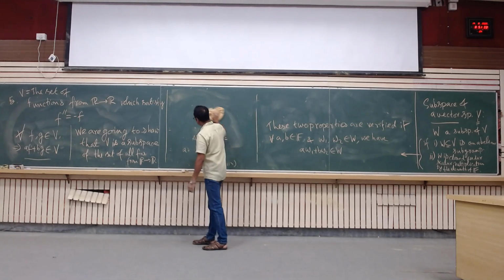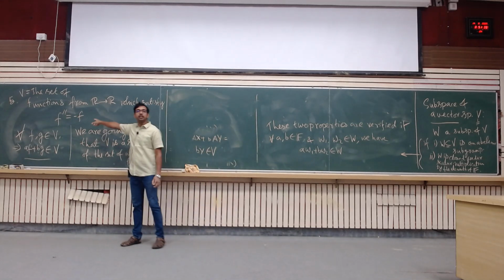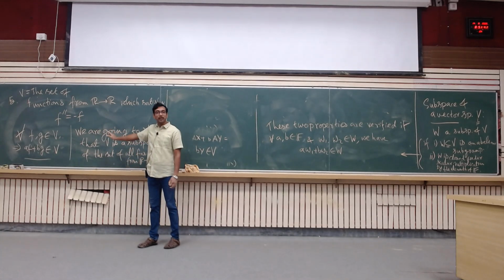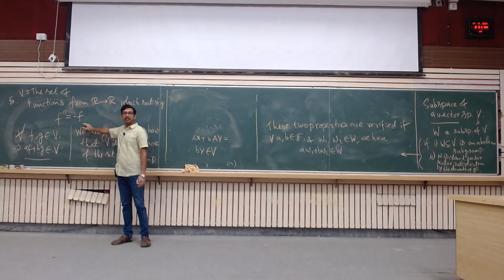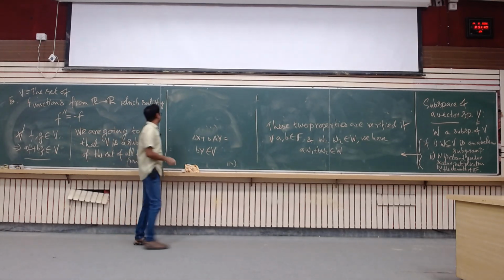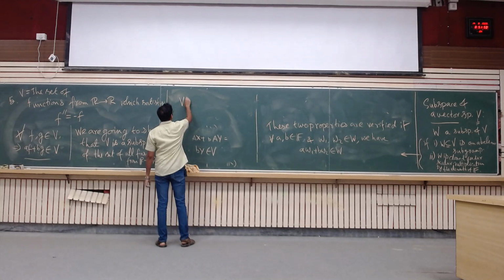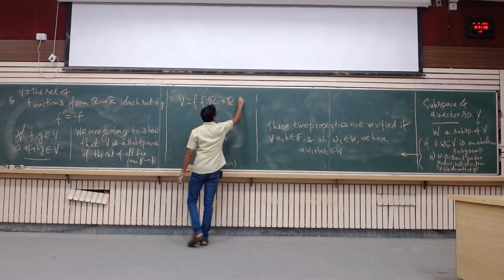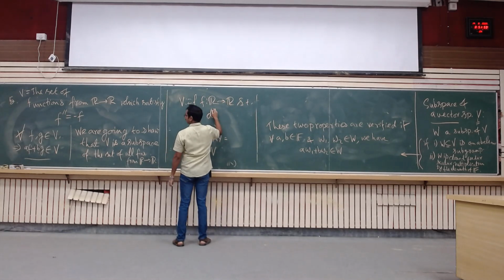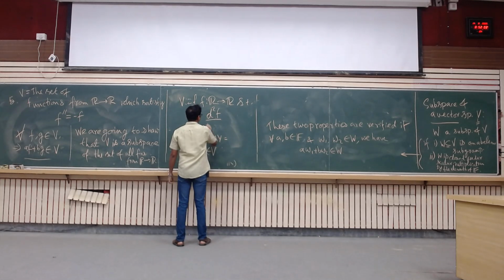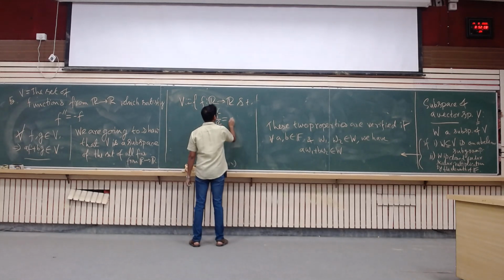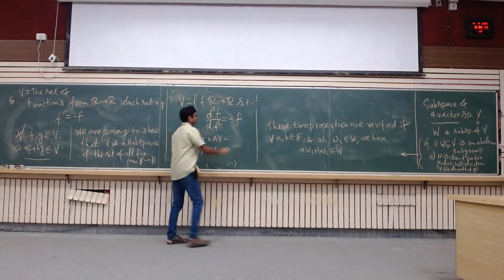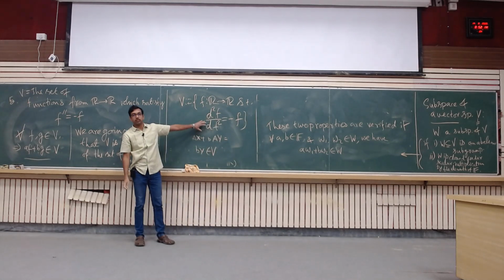So V is a set of all the functions which satisfy this differential equation. It's not a single function. It's a differential equation. We are defining V to be the set of all functions from R to R such that, call it a function of t, d2f/dt2 is equal to minus f. So it is a set of all functions which satisfy this differential equation.